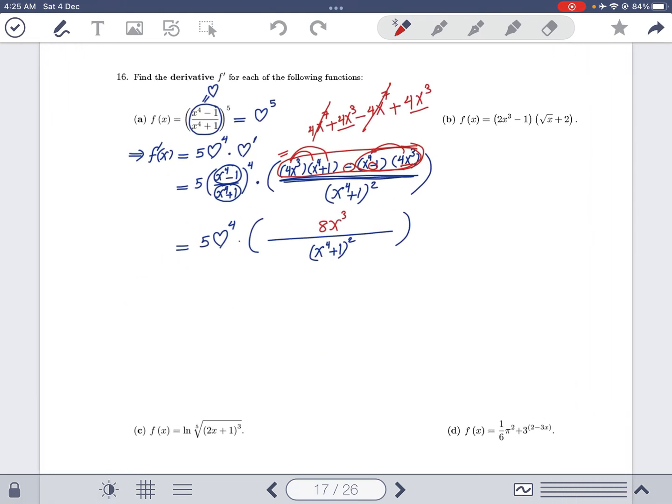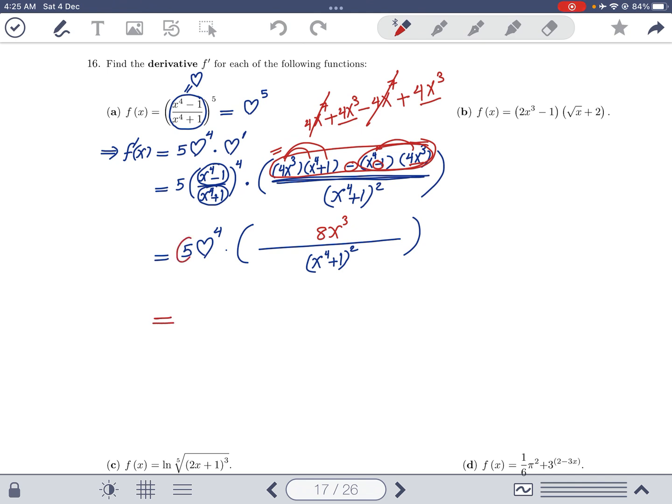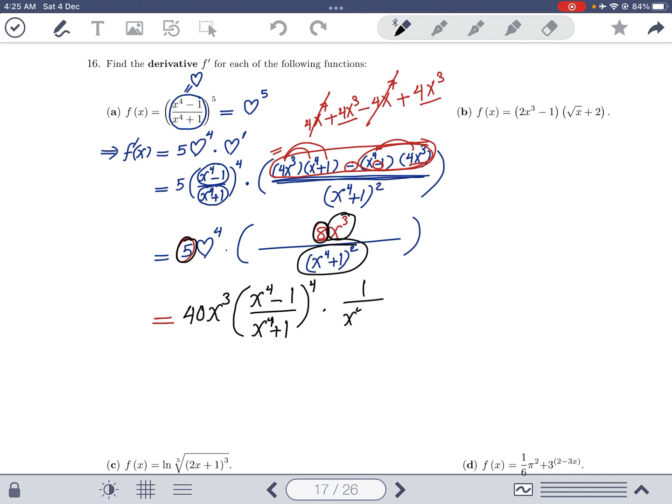Now it's becoming smaller. So it's equal, now when you multiply 5 times 8, this is where you will get a 40. So it will be 40x cubed. This is the x cubed from here, and 8 and 5 gave us 40. And then heart to the 4, so just write heart as it is. X to the 4 minus 1 over x to the 4 plus 1, all of it to the power 4 times, what's left is this one squared. So 1 over x to the 4 plus 1 squared.